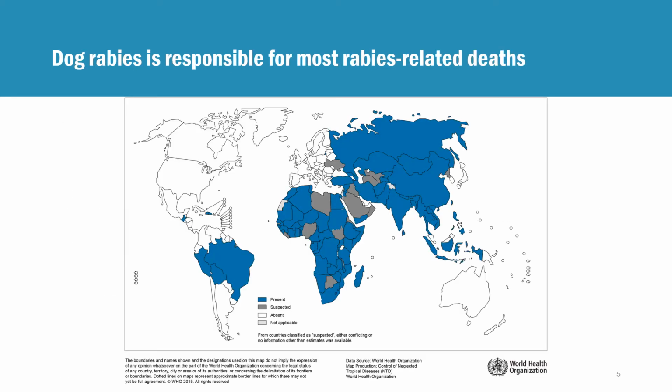Globally, 99% of human cases of rabies result from dog bites, and an estimated 59,000 people die each year from rabies. And 4 out of every 10 deaths are in children. The highest incidence and mortality due to rabies is in India.